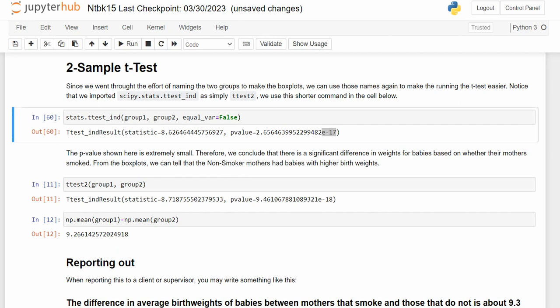Okay, and so we can see the results are here, right? The p-value is small, it's less than 0.05, and therefore we reject the null. We conclude there is a significant difference in birth weights for babies based on whether or not their mothers were smokers or non-smokers. From the box plots, we can tell that the non-smoker mothers had babies with the higher birth weights. So now we have evidence that smoking may be harmful. We have scientific evidence that smoking may be harmful to the fetus during pregnancy.